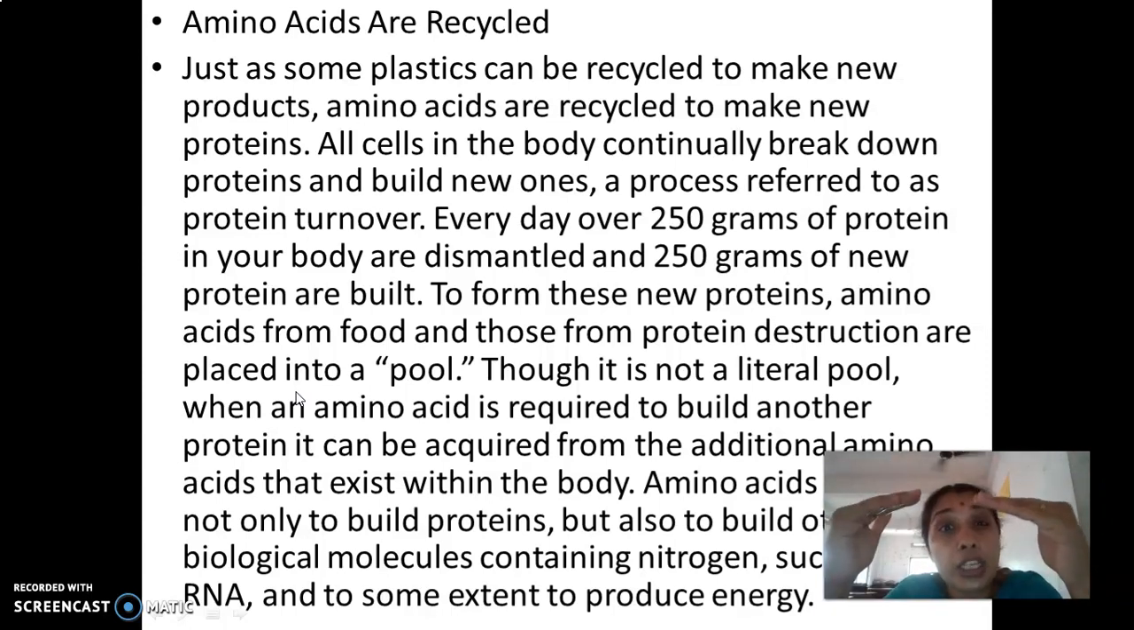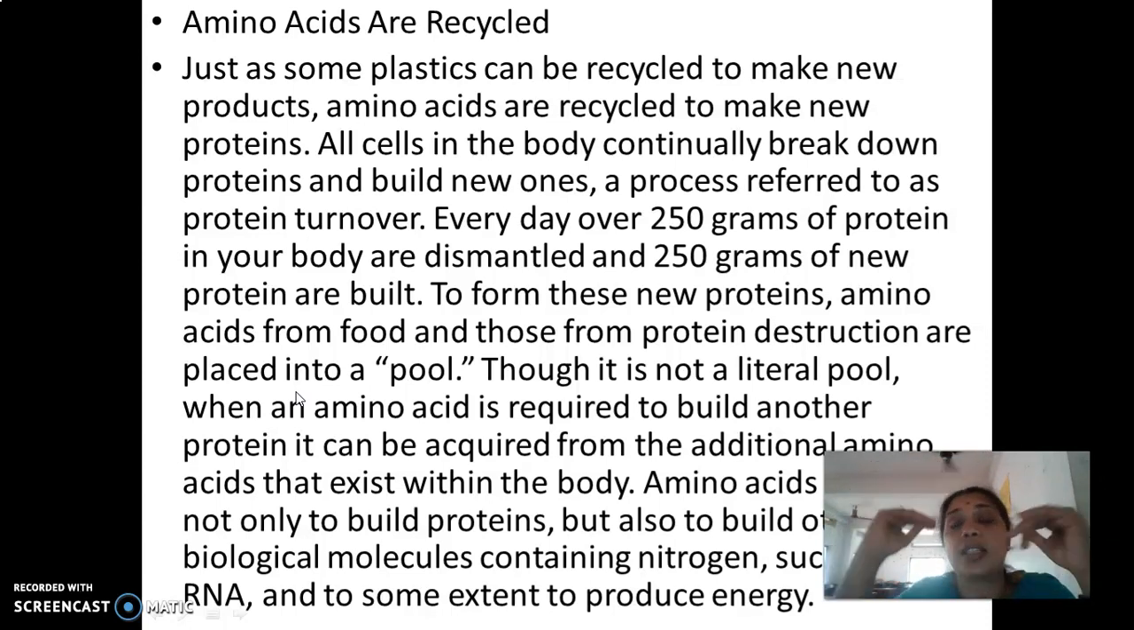That is, the rate of catabolism will be reduced while the anabolic rate will be increased. So that is how positive nitrogen balance happens.